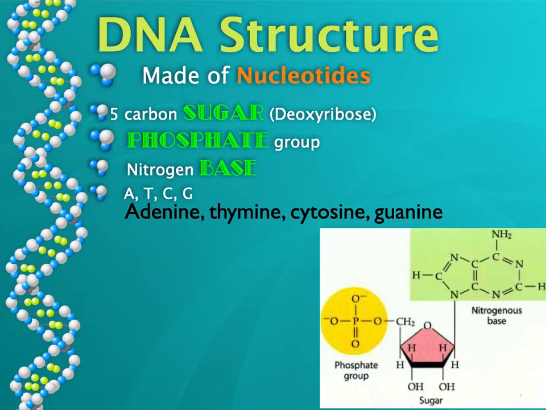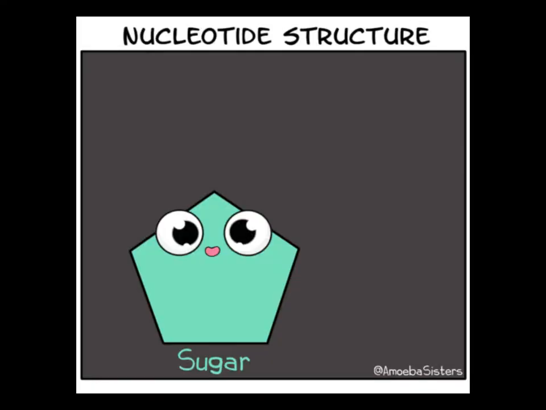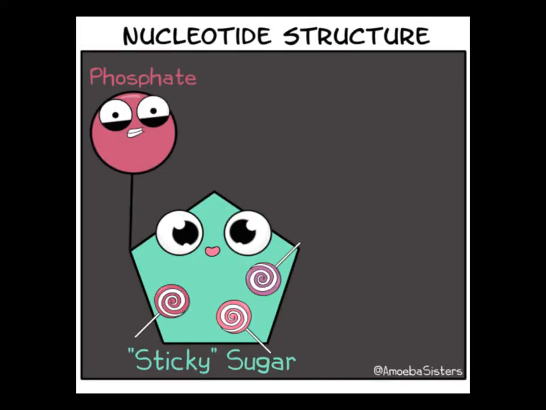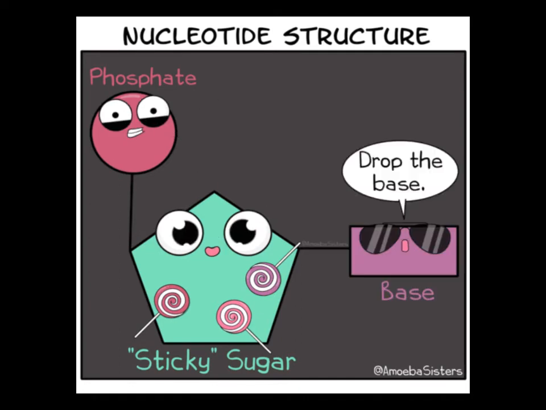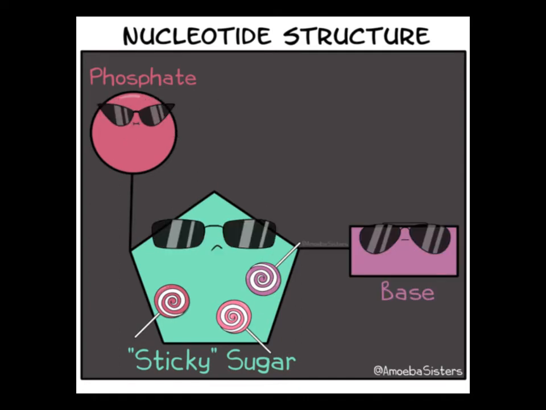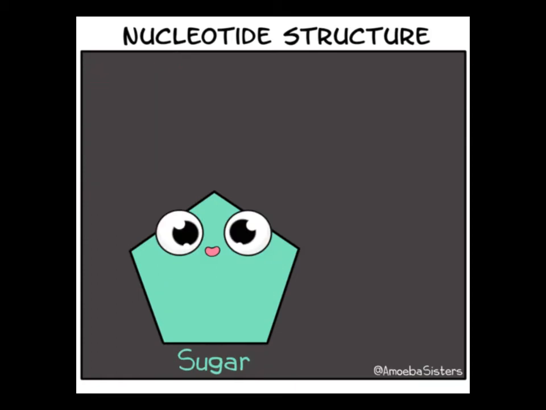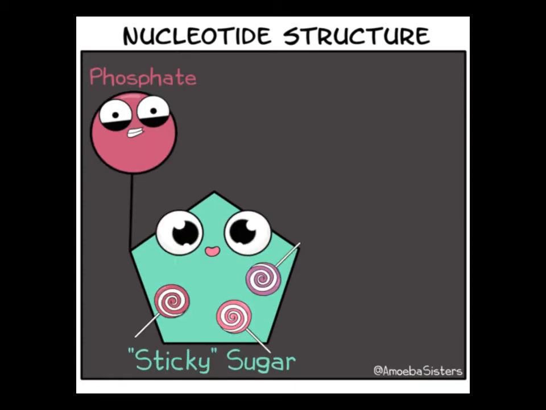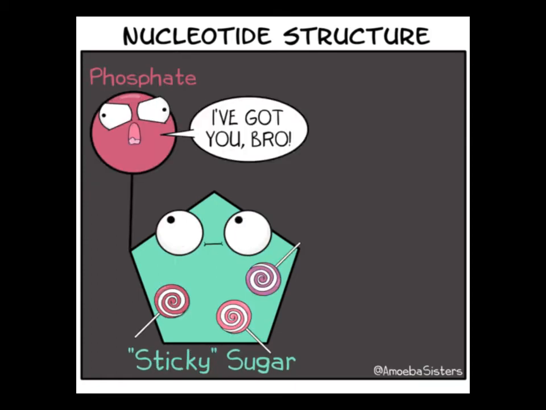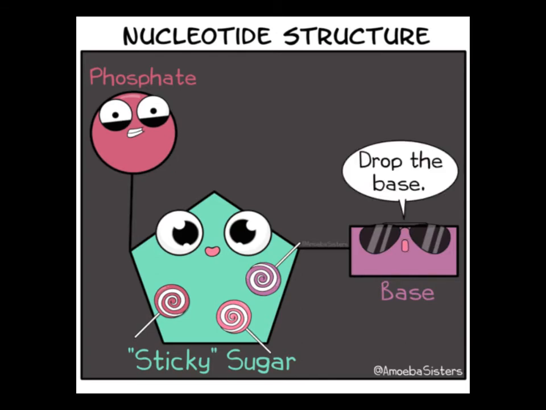And the nitrogen base comes in 4 different flavors: adenine, thymine, cytosine, and guanine, or A, T, C, and G. Yeah, adenine, not adenine. That's how they name it in biochem. And so here's your nucleotide structure where you've got the sticky sugar, the phosphate, and the base off to the side. There's your sticky sugar, your phosphate off on the side, and then your base to the inside.